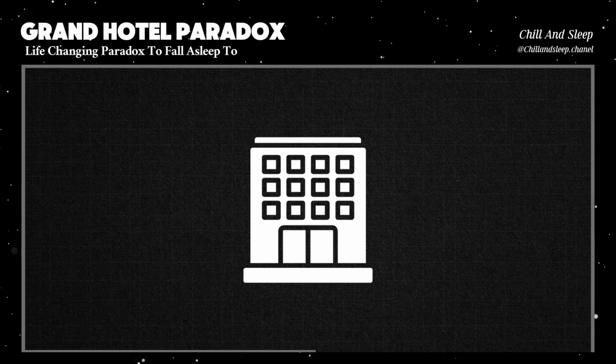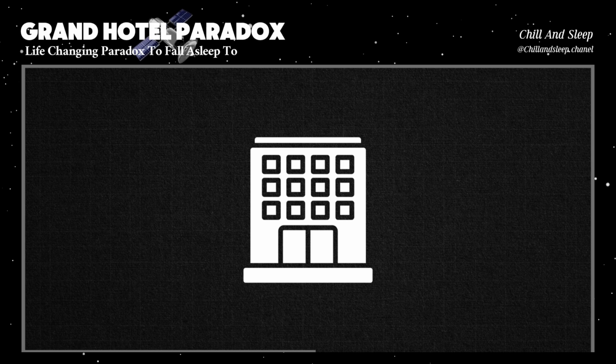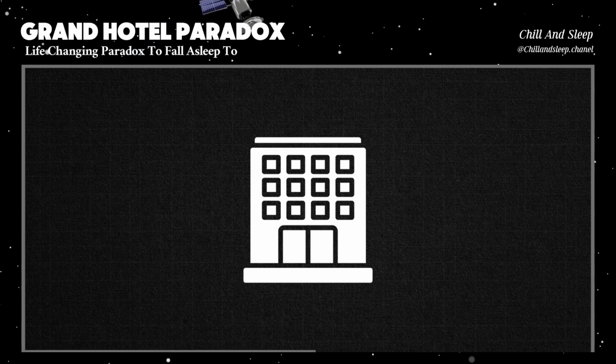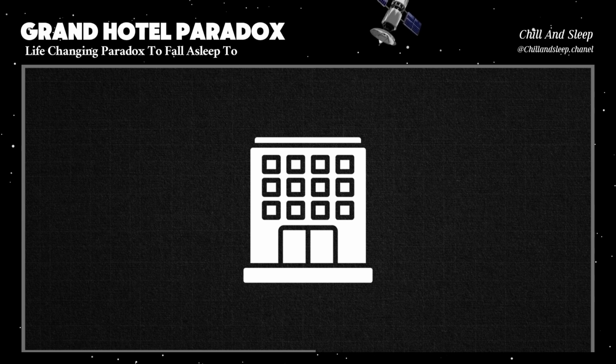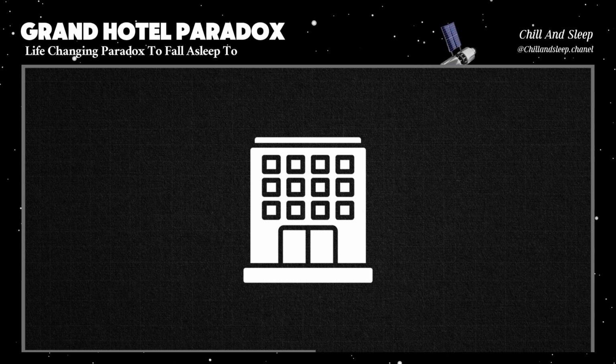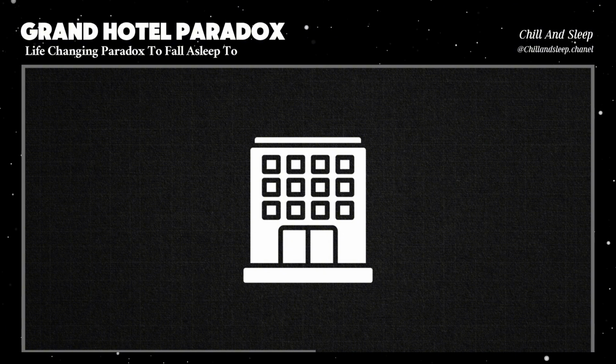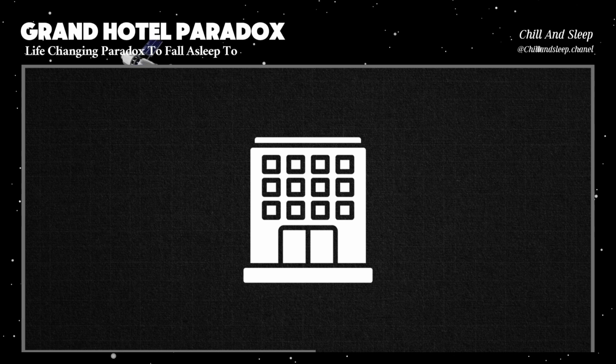The guest in room 1 moves to room 2, the guest in room 2 moves to room 4, the guest in room 3 moves to room 6, and so on. This leaves all the odd-numbered rooms, an infinite number of them, empty, and ready for the new arrivals. The hotel accommodates infinity within infinity, a concept that feels impossible but works perfectly within the rules of mathematics.